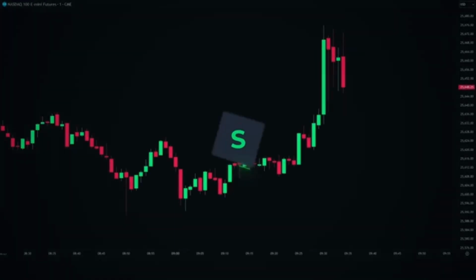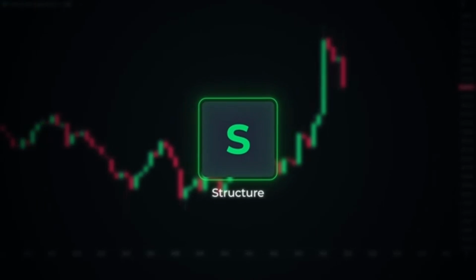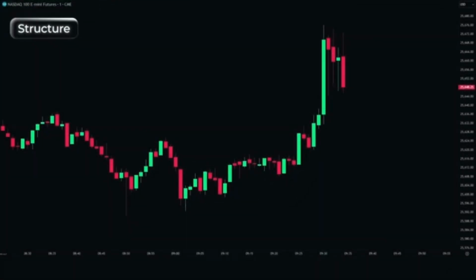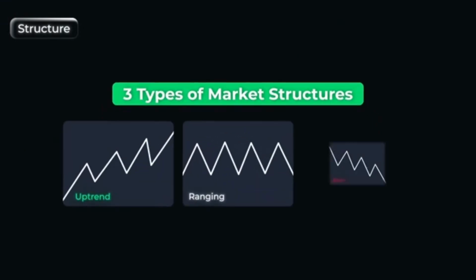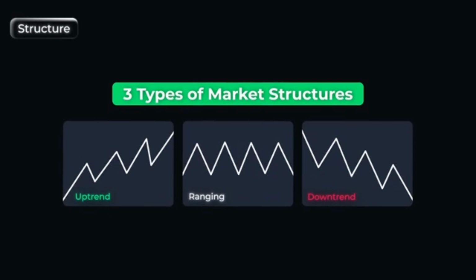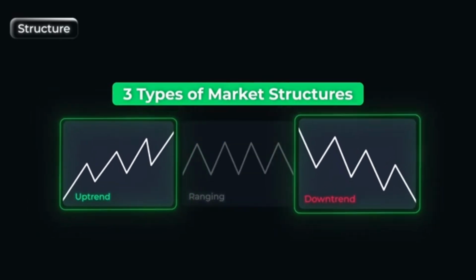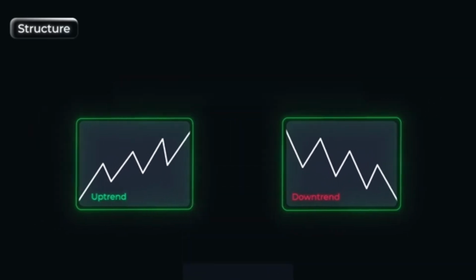First, we start with the S part, which stands for structure. So, what is structure? Structure simply means the direction of the market. Now, there are 3 types of market structures: uptrend, ranging, and downtrend. In the SLC trading system, we only trade if the market is in an uptrend or downtrend, which means we don't trade during ranging markets.